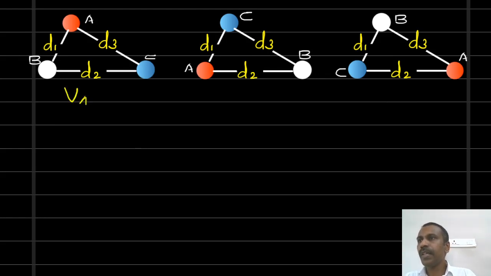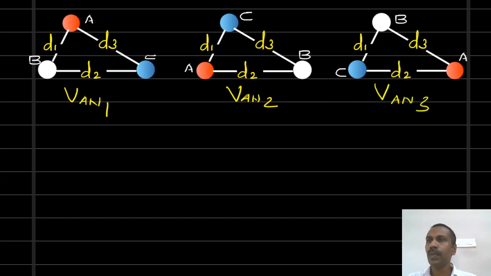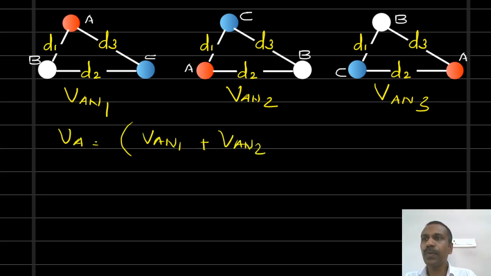So if we consider one phase, here the potential of the phase A will be VAN1. During this position, the potential of the same phase is VAN2. During this position, it is VAN3. So the A phase conductor gets three potentials at the three different positions. So the average potential will be equal to VAN1 plus VAN2 plus VAN3 divided by 3.